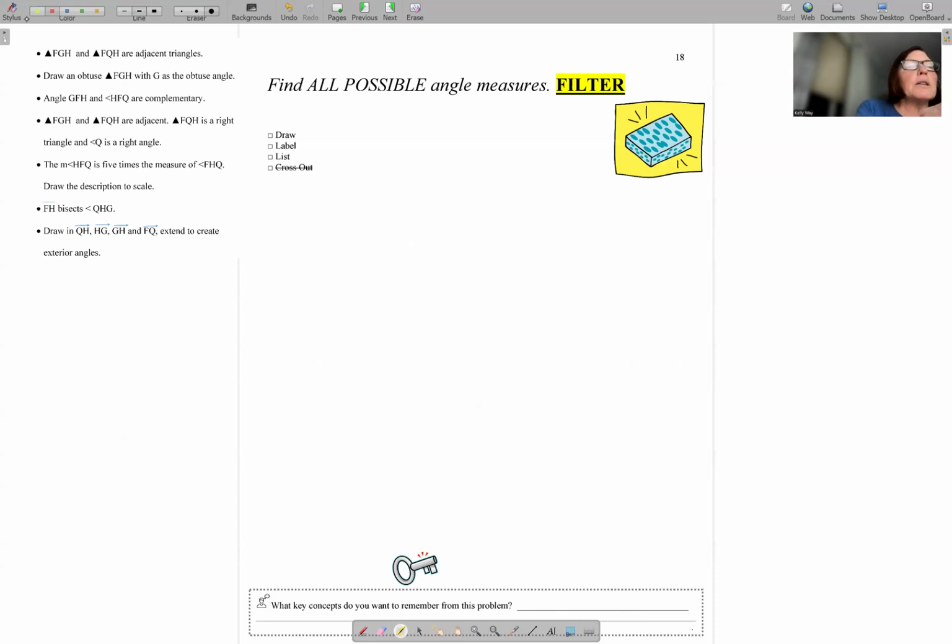One step at a time here. FGH and FQH are adjacent triangles. Adjacent meaning back to back. And notice what letters are repeated. F is repeated. H is repeated. So that means FH is the shared side.